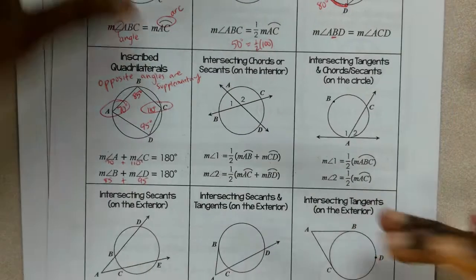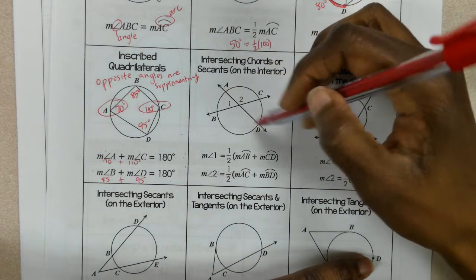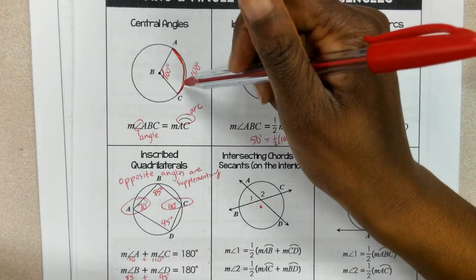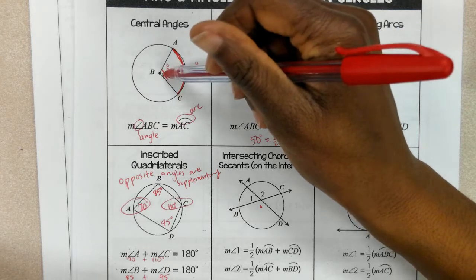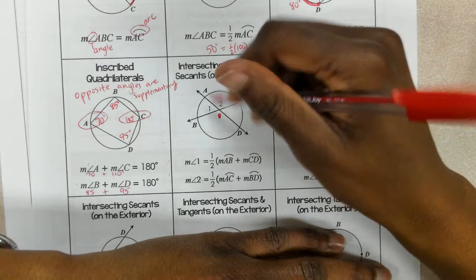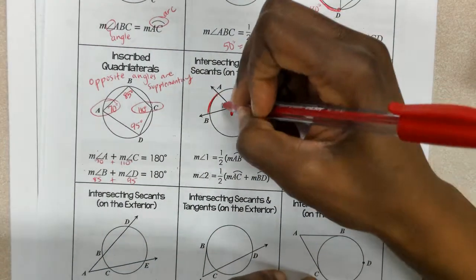Okay. All right, the next one is if you have intersecting chords or secants, so two lines that go through the circle, but they don't cross at the middle. If they cross at the middle, it's just going to be that the arc is equal to the angle. But if they don't cross in the middle of the circle, say this is the middle of the circle, and they cross somewhere else, but on the inside, then you're going to average the two arcs that each of the angles opens up to.